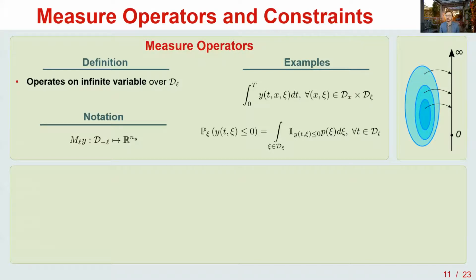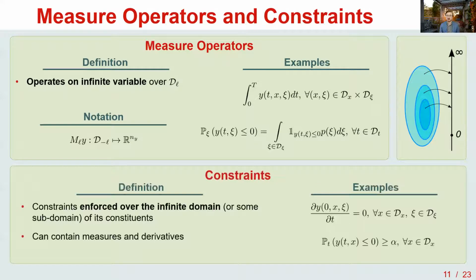particular random space. We can then consider constraints, which will be comprised of anything we've mentioned so far, including measures and derivatives, and whose infinite domain will be comprised of whatever constituents they contain. It could be even defined over some subdomain of that infinite domain. You can think of, for example, a point constraint. And these can encapsulate a wide variety of things needed to model our problems, such as chance constraints or algebraic differential constraints, etc.